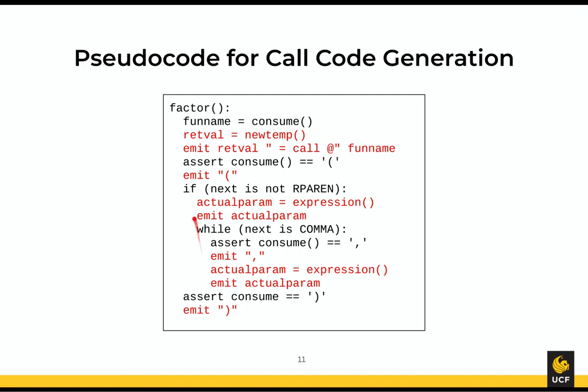And this just handles a sequence of commas and expressions. It's exactly the same thing. Until you no longer see commas, you keep parsing and generating code for expressions and keep emitting that register as parameters to your function call. And then finally, we finish out our parameter list with our close paren. Questions on this?